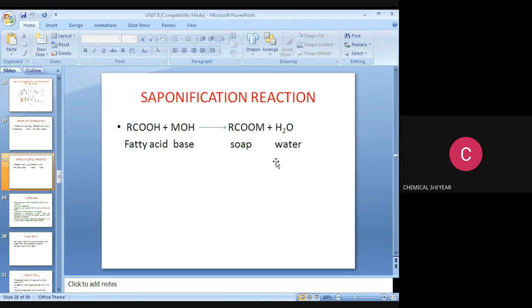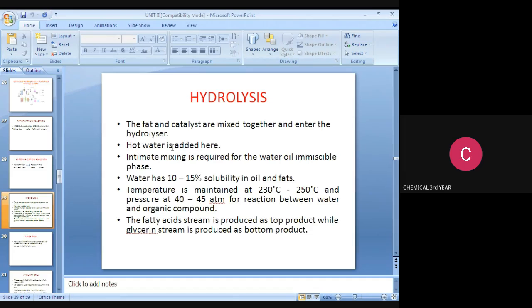Next, what is the saponification reaction? Fatty acid reacts with MOH and produces soap plus water. So RCOOH plus MOH produces RCOOM, that is called soap, plus water. This is the saponification reaction. Next, hydrolysis.